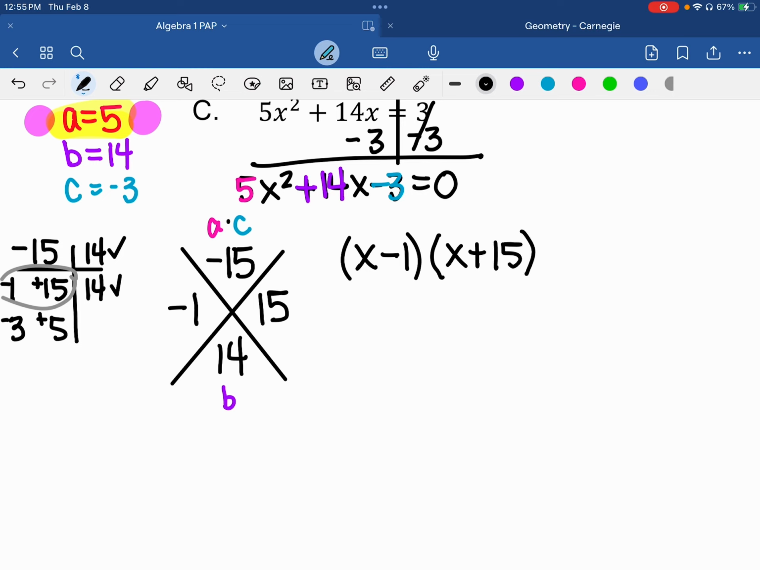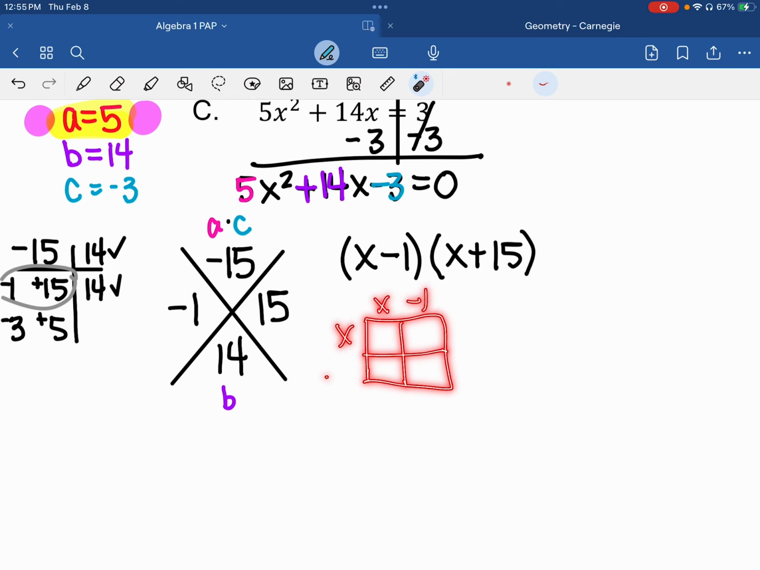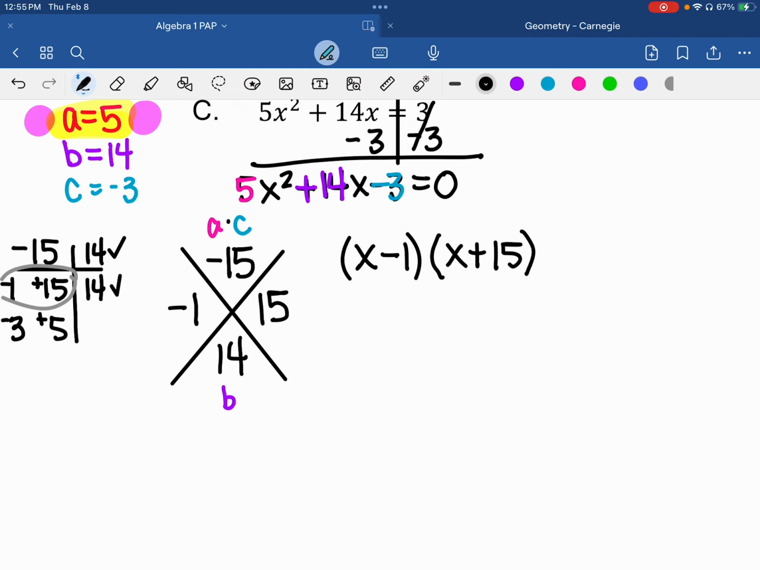Because these are not my factors. How do I know? If I do the box method to multiply, I get x squared and I want 5x squared and it's just not going to work. So I'm going to go ahead and divide both of these by 5, right? Because I want to make sure that I'm dividing by that number that my A value is.